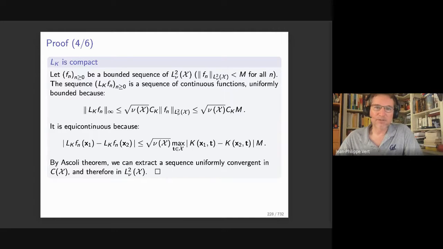The boundedness is quite easy because we can bound Lk of f in supremum norm. So the infinite norm is the supremum of Lk fn of x. We can upper bound it by a constant using what we did before. And the equicontinuity is easy as well, right? So I go a bit fast here, but using Ascoli theorem, we can conclude that Lk of fn is relatively compact, and therefore we can extract a subsequence that converges.